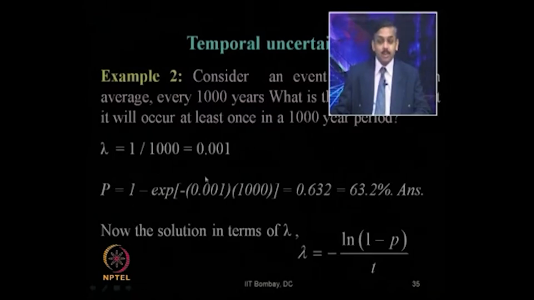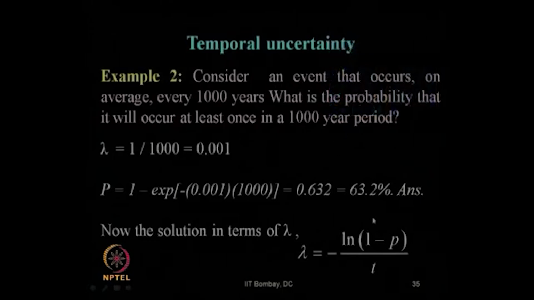Let us look at the calculation here. In this case again, lambda is 1 by 1000, which is 0.001 mean exceedance. Now, our given value of t is 1000. If we put that in, the probability of occurrence at least once is nothing but 1 minus e to the power minus lambda t. If you simplify this, the value comes to 0.632, which is nothing but 63.2%, right. That means the probability of occurrence of that event at least once in 1000 years is not 100%, but 63.2%. Clear?